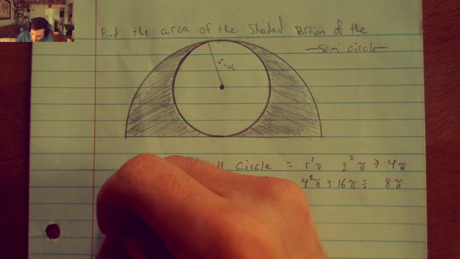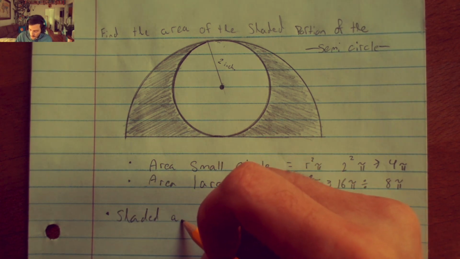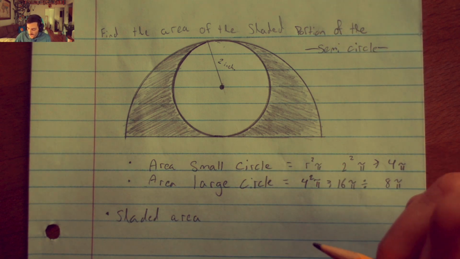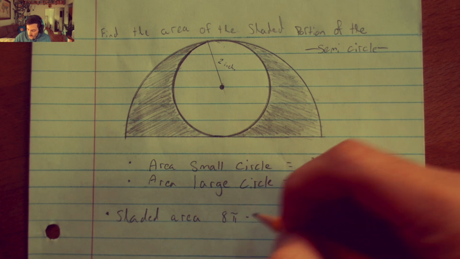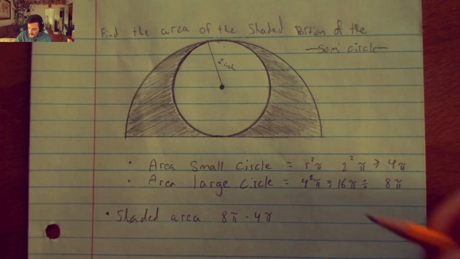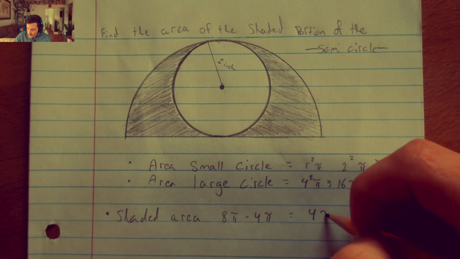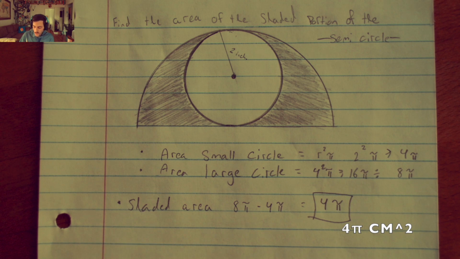Lastly, if we want to find just the shaded area, we're going to go ahead and take our semicircle value of 8 pi. We're going to subtract the unshaded area of 4 pi, and we're left with 4 pi as our answer. So this is a nice real-world example that you'll see. I like questions like this because you have to do extra additional steps of logic, and then you have your real-world consequences associated with them.